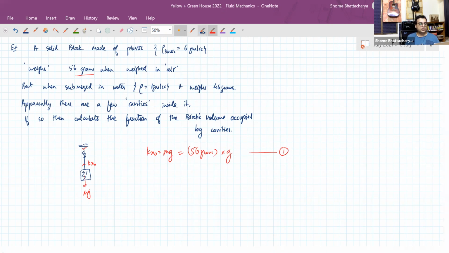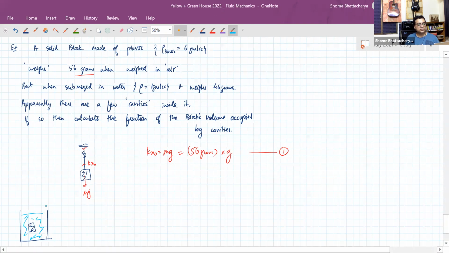But now I place this whole system inside water. Maybe not the whole system, at least the plastic block is completely submerged. The spring may or may not be inside water, it doesn't really matter. So now the reading of the spring, or the extension of the spring, will change because there is the additional force of buoyancy that the water is applying. So in this situation, kx is balancing mg minus buoyant force.